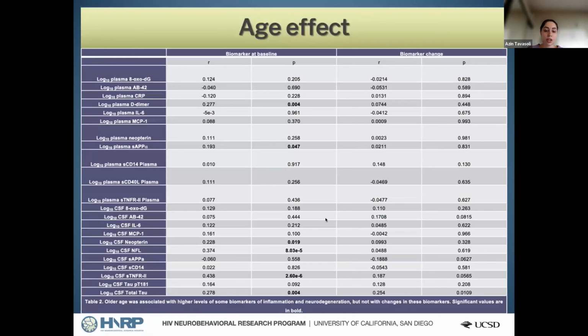For the effect of age, we found that older age was associated with higher levels of many inflammatory biomarkers, especially CSF sCD14, SCNFR2, at baseline visit. And also, older age was associated with neurodegeneration biomarker like CSF NFL at the baseline visit, but we did not see this correlation of age and biomarkers at change of these biomarkers.